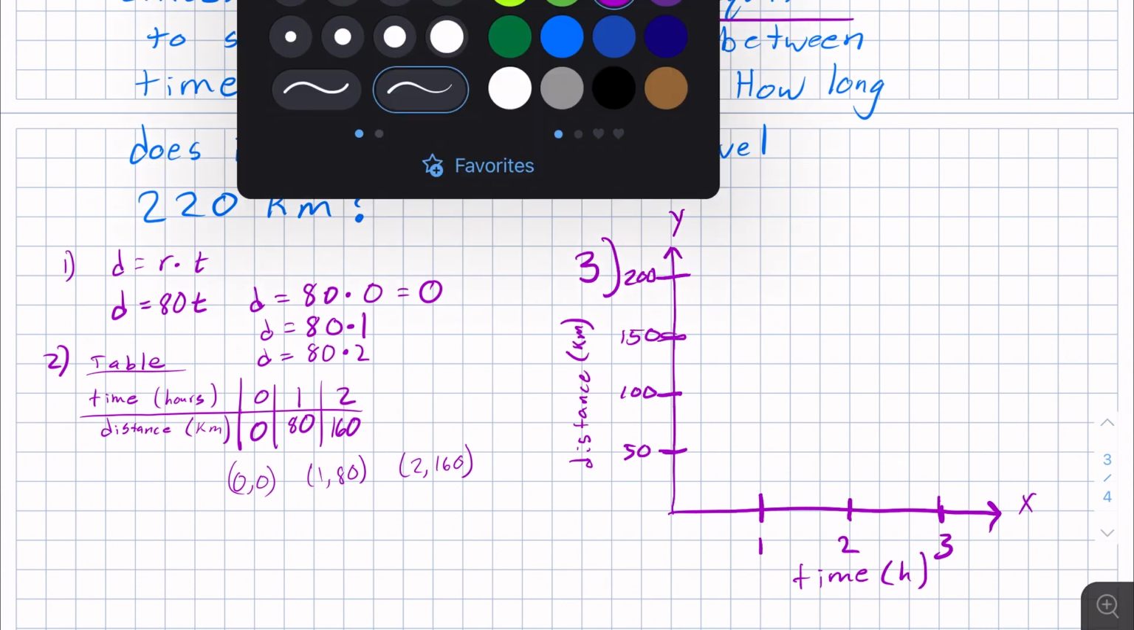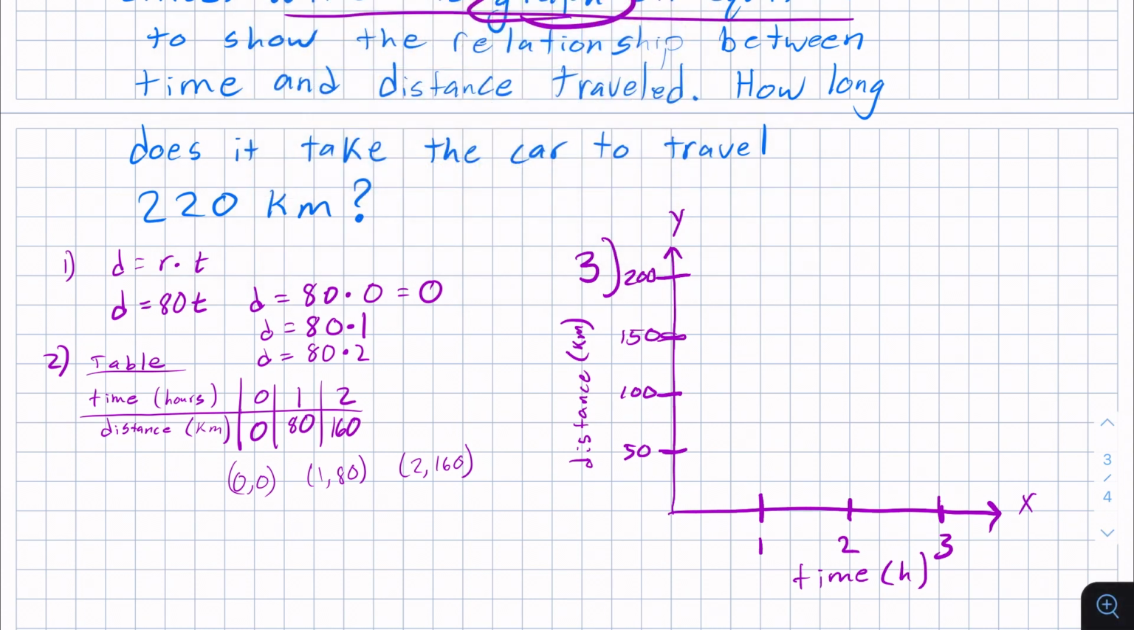Now I just need to put on my ordered pairs that I made. So my first one was 0, 0. Well, that's easy, isn't it? It just starts down there, the origin. That little bit there is called the origin.